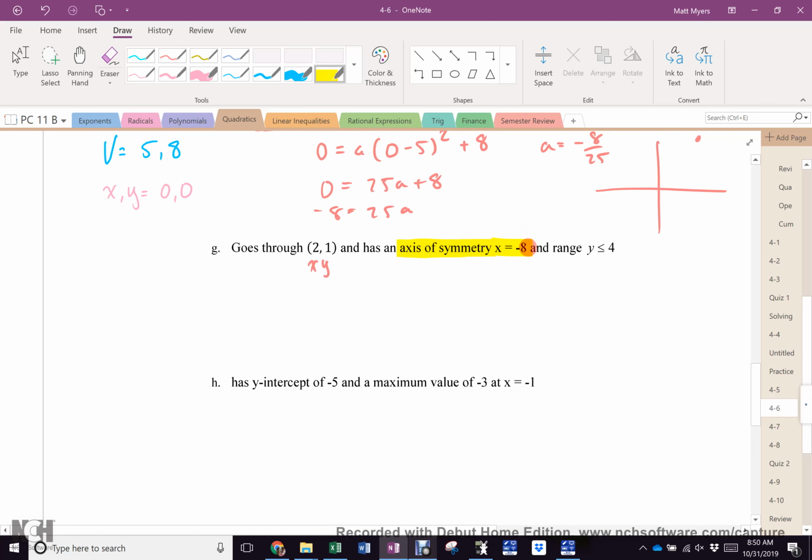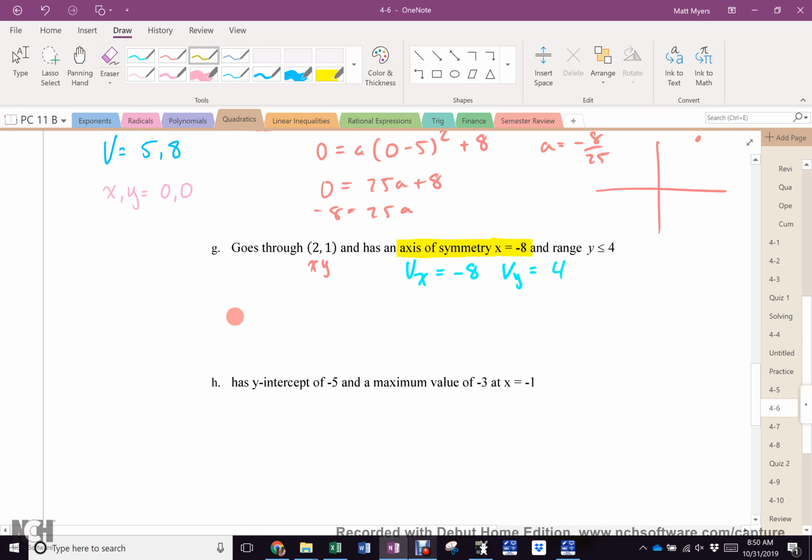Okay, since it's X equals -8, do we know the vertex X value? What is it? -8. Do I know the vertex Y value? It's 4. How do you know it's 4? Because the range is less than 4, right? So now I've got to think about this. I go through -8, 4, but the range is less than 4, so it is a sad parabola. Let's go.